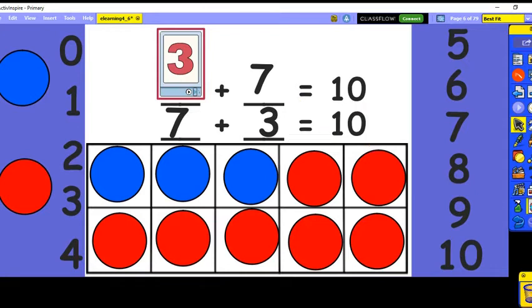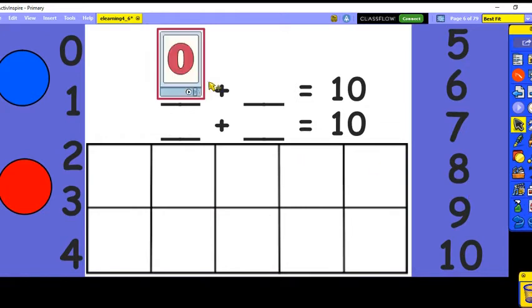Okay, let's reset this page and we'll do one more. Let's get another random number here. 7. Well, we just did the related fact. 7, do you remember? 7 plus 3 equals 10, and 3 plus 7 equals 10. So let's see. Let's do another one. 8. Okay, so let's do 8 this time.